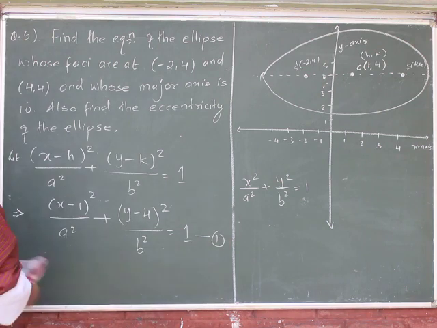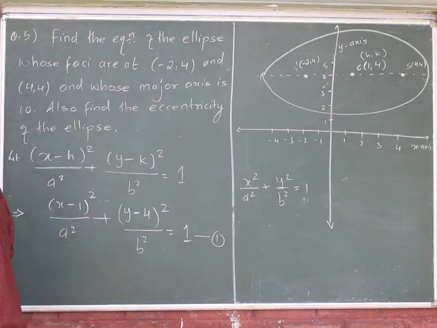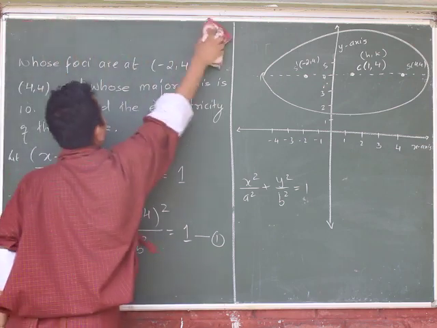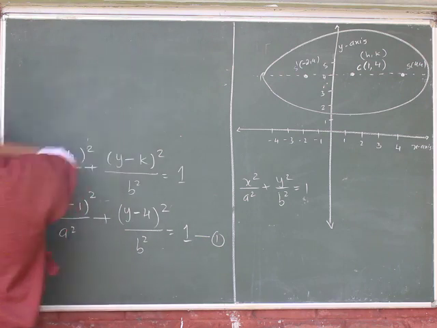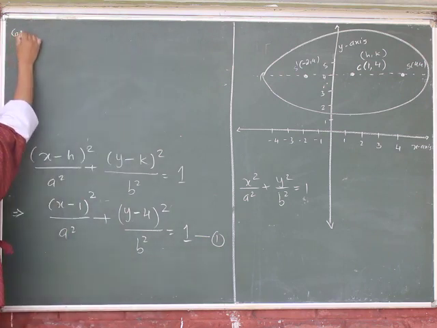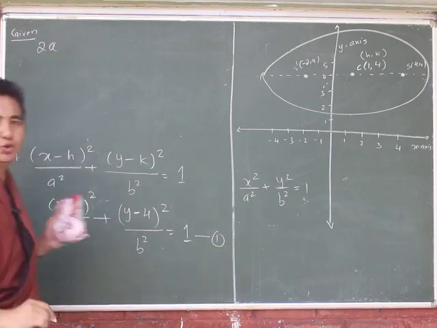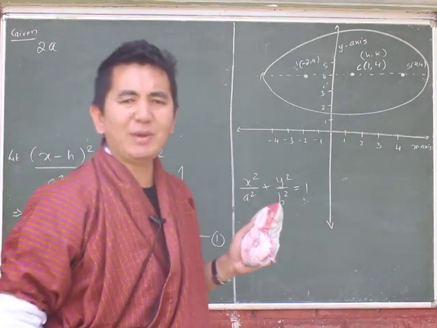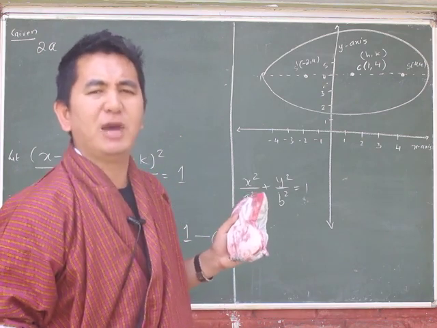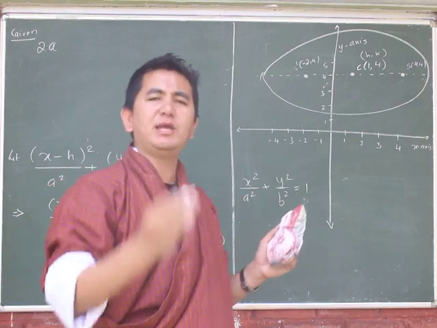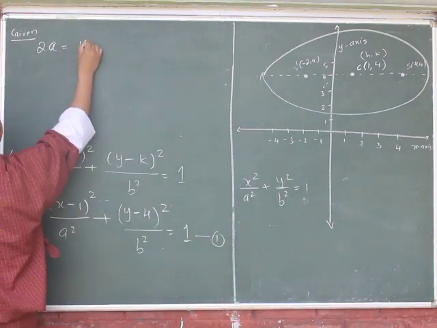Now what they have given is that the major axis is 10. The length of the major axis is 2a, the length of the minor axis is 2b, the length of the semi-major axis is a, and the length of the semi-minor axis is b. Okay, 2a here is equivalent to 10.